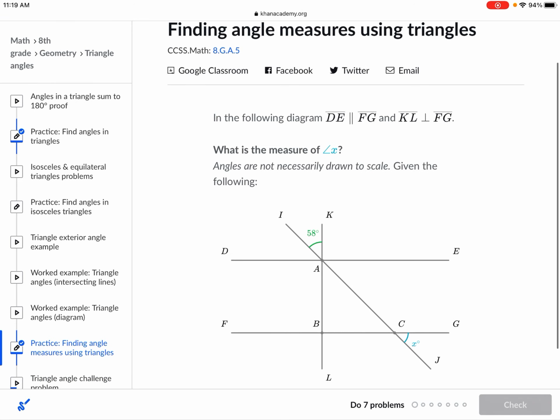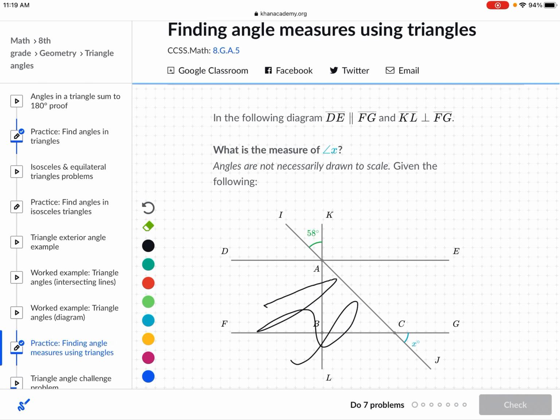All right, so it says in the following diagram, DE is parallel to FG and KL is perpendicular to FG. So what we get is a right angle in the middle. So let's see, we get a right angle right here. And we know that DE is parallel to FG, so these two lines are parallel. And we need to find the value of X.